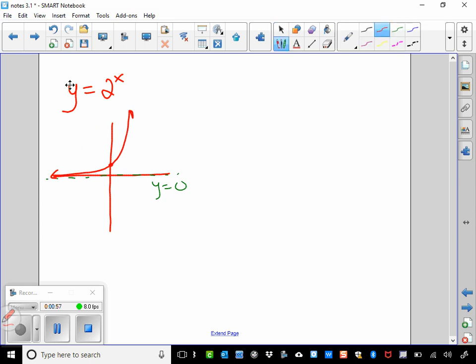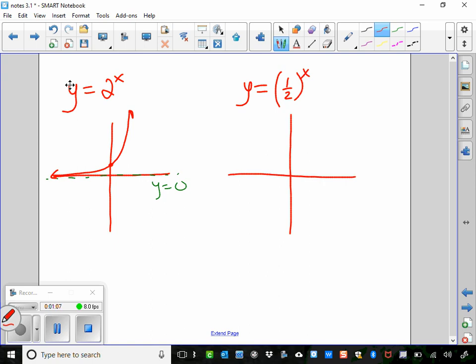All right. So then if you have your basic decay function, a decay function would have a fraction for a base, like maybe 1/2, and then x right there. Same properties: you put 0 for x, and anything to the 0 power is 1, so it goes through (0, 1). So that point (0, 1) is going to be the thing that we base everything off of, like our center in a way.